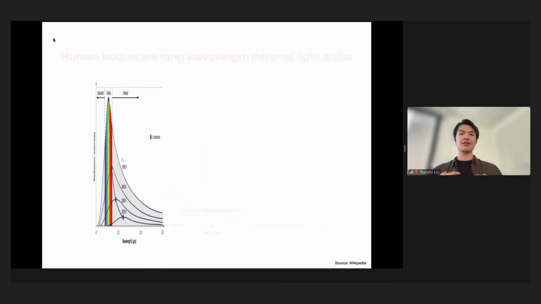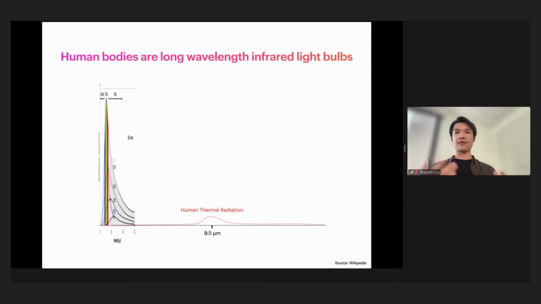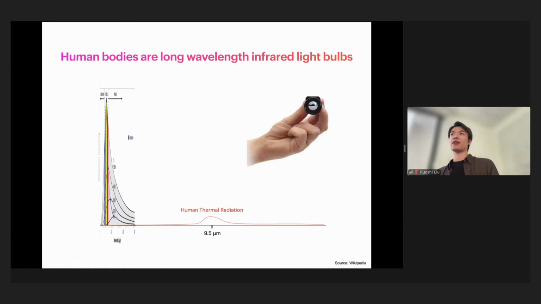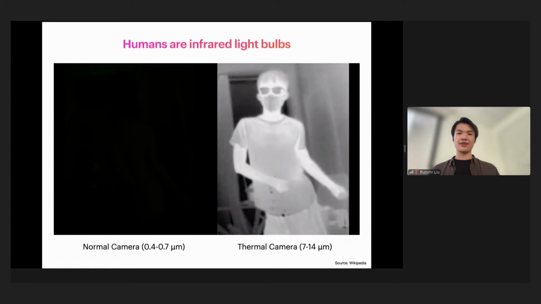Because the human body is about 37 Celsius, it emits very long wavelength infrared light of 9.5 microns, which is about 10 times longer than the visible light spectrum. So you don't see people glowing in the real world, but with this type of thermal camera, you can see human bodies as light bulbs. The message here is that human bodies are basically long wavelength infrared light bulbs, and the goal is to use these clues to reconstruct the 3D human body.